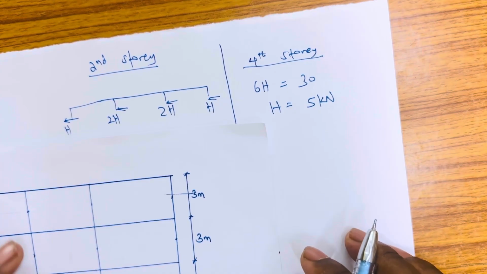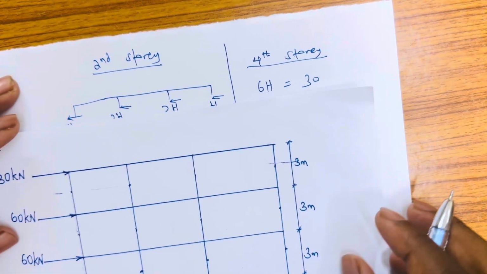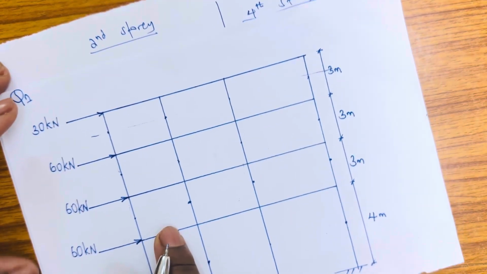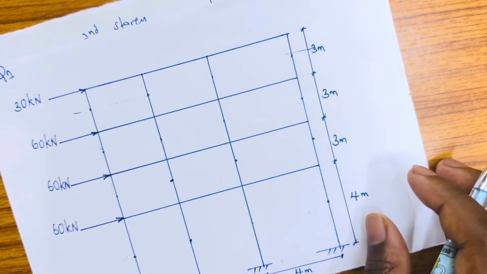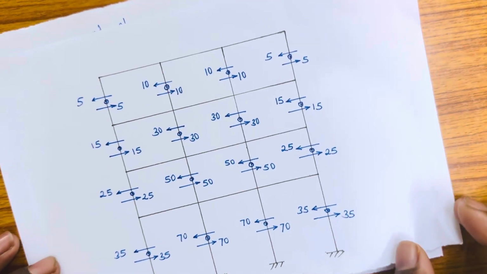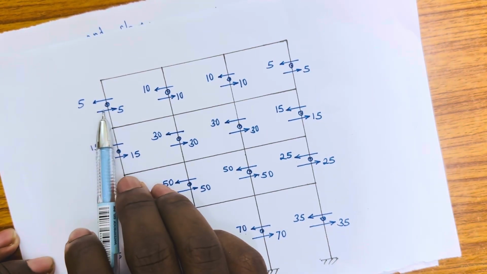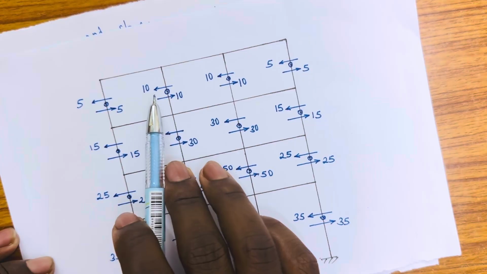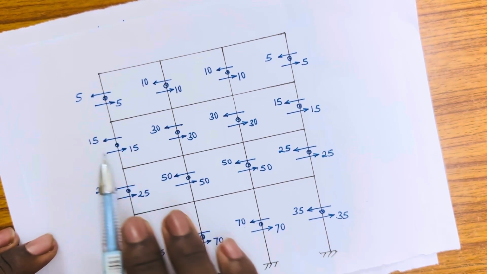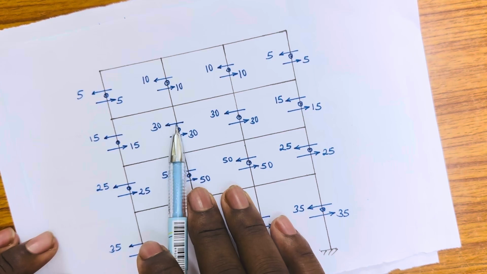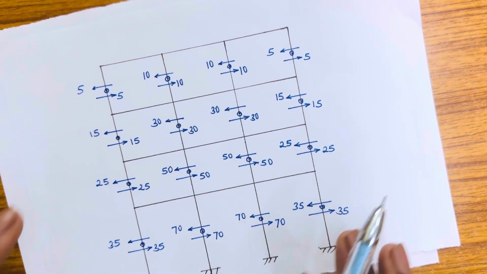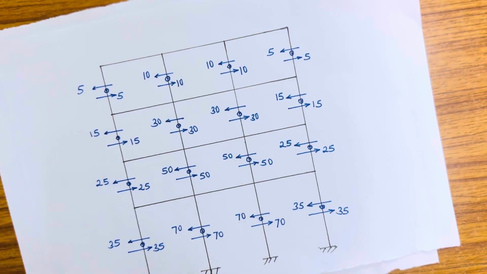Basically, after finding that, you need to represent it on the frame. So how do I do that? This is how you're supposed to do the representation. We found that this is 5, and from the assumption that it's going to be twice, this is twice of 5. Just the same way, we found here 15, so here is twice 15. So this is basically how you're supposed to calculate the column shear.